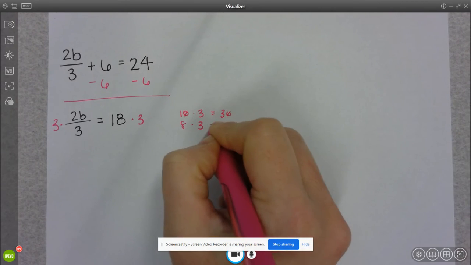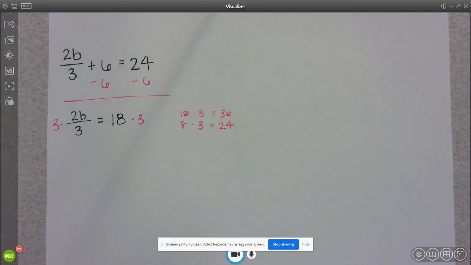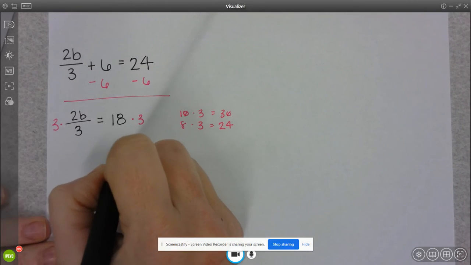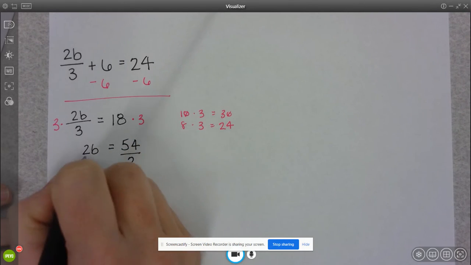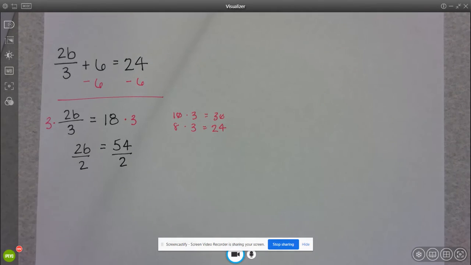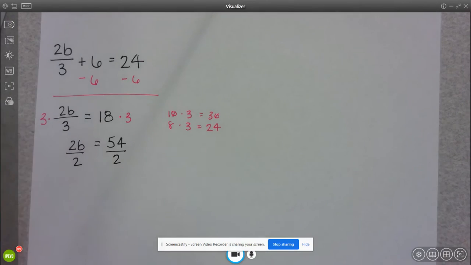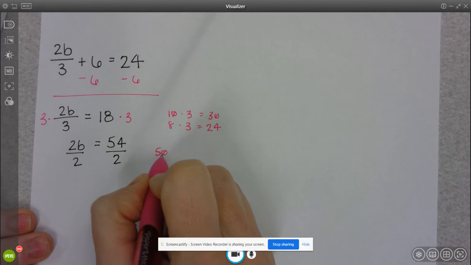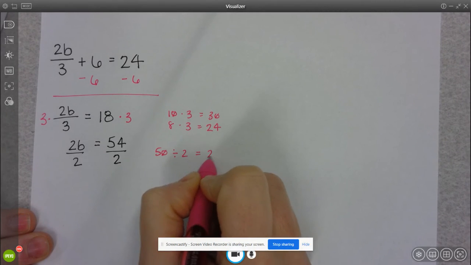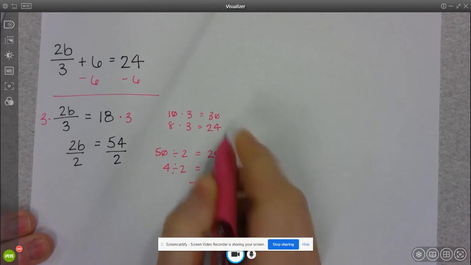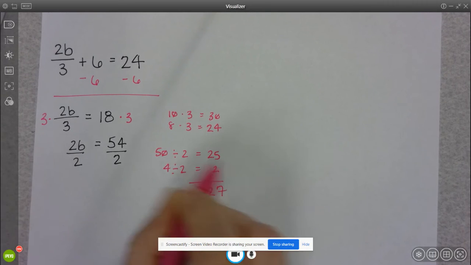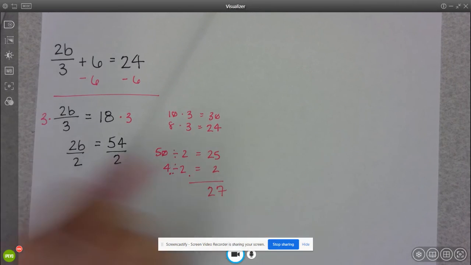This is 30, this is 24. Adding them together gives me 54. And then 54 divided by 2. So if you don't know that off the top of your head, again, totally fine. 50 divided by 2 is 25. 4 divided by 2 is 2. Adding those together is 27. So 54 divided by 2 is 27.